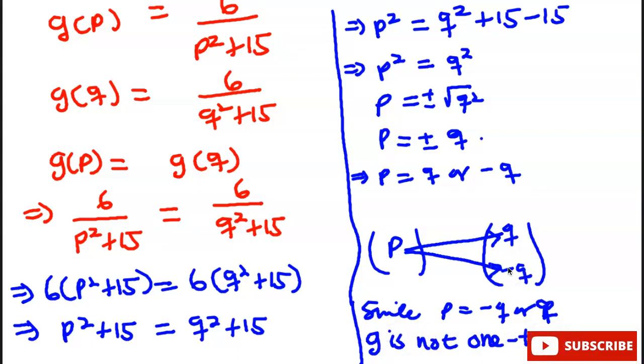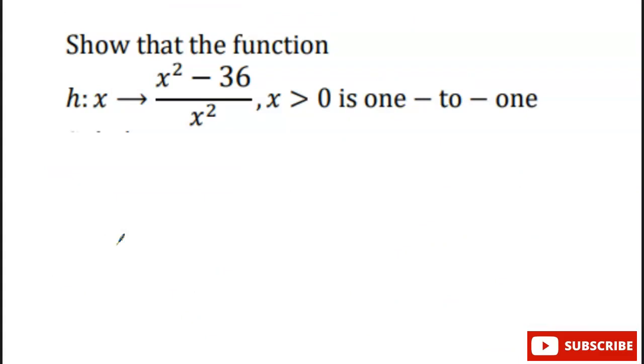Yes, you can also find Q. When you find Q, Q will be equal to two values of P, which will also make it not a one-to-one function. Let's look at the last one. I want you to try this one. You try this first before I show you the solution. So once again, show that the function is such that x maps to x squared minus 36 over x squared. Now look at this condition. Very important. x must be greater than 0.